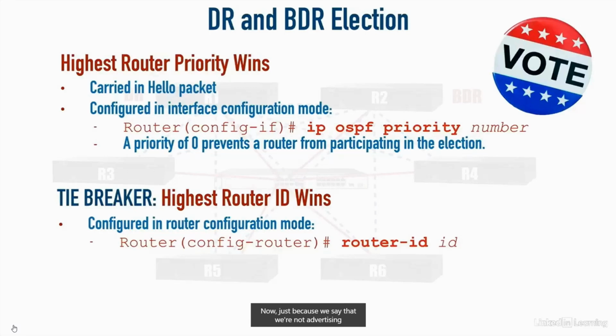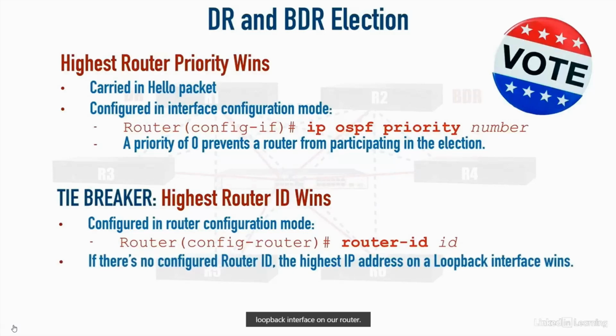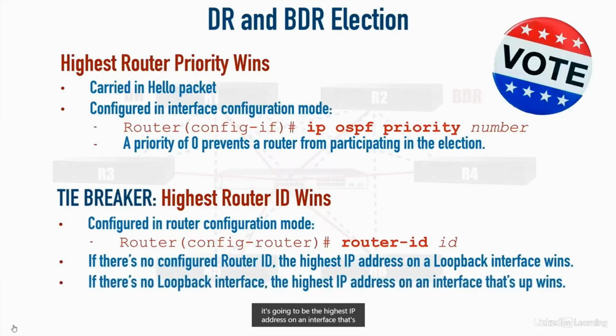Now, just because we say that, we're not advertising that network. We're just using that as our identification. If we haven't configured a router ID, though, it's going to be the highest IP address assigned to a loopback interface on a router. That's going to be our router ID. What if we don't have a loopback interface? Well, if we don't have a loopback interface, it's going to be the highest IP address on an interface that's currently up. That's going to win the election. And if you don't have that, you're going to get an error when you try to configure OSPF. It's going to say, yeah, you got to have an interface that's up in order for us to do this. So you'll not even be able to configure OSPF if you don't have at least one interface that's up. But that's a look at how OSPF speaking routers can form neighborships.